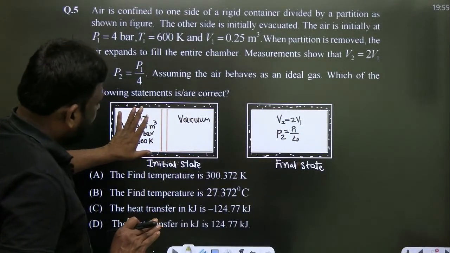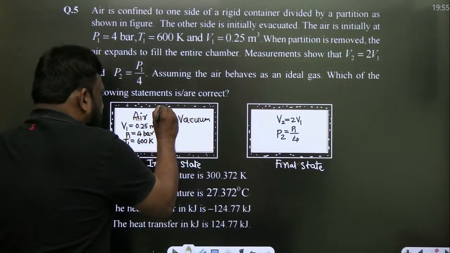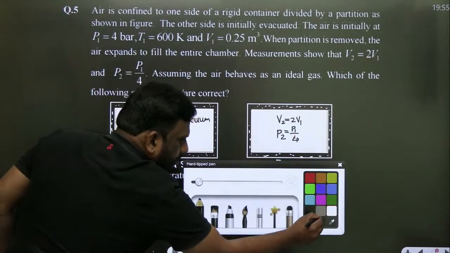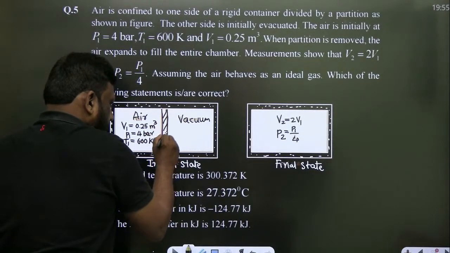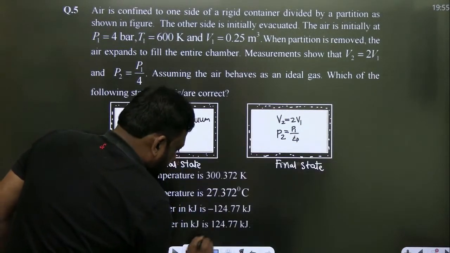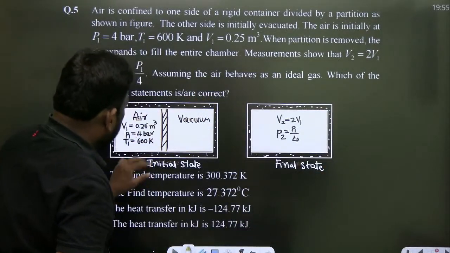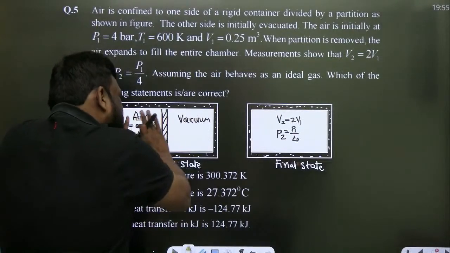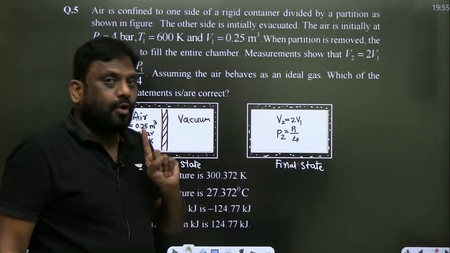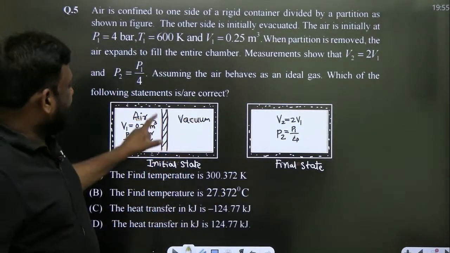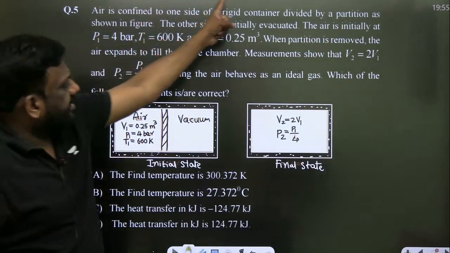Here the conditions are. When the partition is removed, इस partition को हम हटा दिए। There is a partition here. मित्रों, यहाँ पे एक partition है। After you remove the partition, this air will expand completely. लेकिन यहाँ पे एक problem है सर। What is the problem? This container is not insulated. Did he say? कहीं पे बोला है ना?